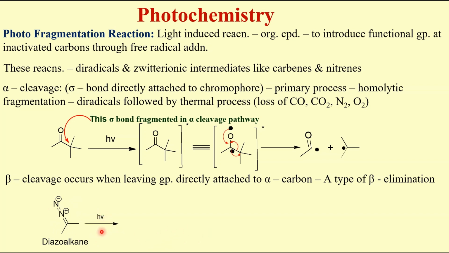It absorbs the light energy, it gets excited to the higher energy level. In the excited state, the pi bond cleaves, one electron moves towards the nitrogen, another electron moves towards the carbon, giving rise to a diradical as it is given in the alpha cleavage.